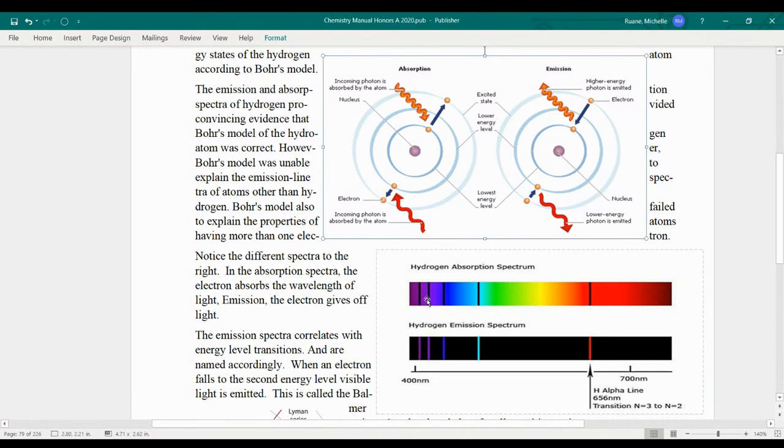When it went up, very interestingly, it would absorb light. And here's the absorption spectrum. And you can see black lines where it absorbed that light, and it's gone because it took that energy away.